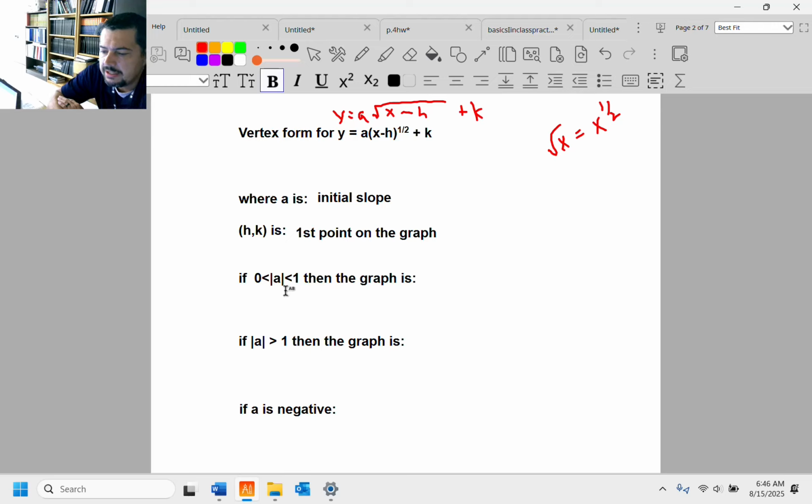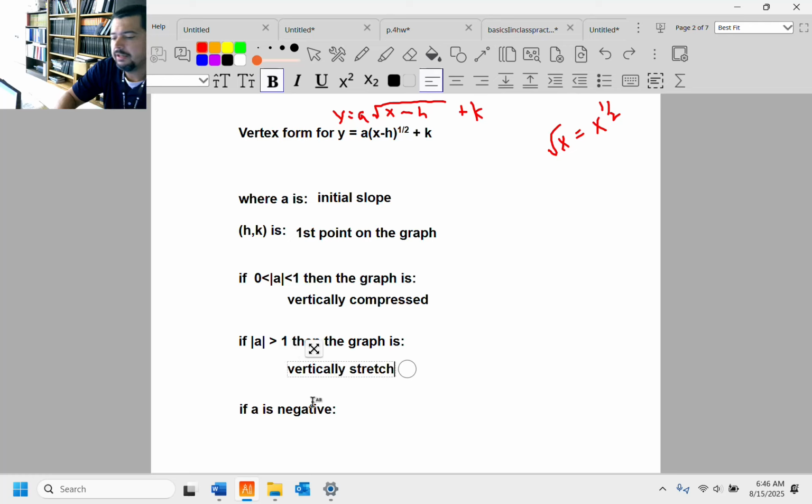If a is a number stuck between 0 and 1 like a half, then the graph is vertically compressed. That hasn't changed. If a is bigger than 1, then the graph is vertically stretched. If a is negative, the graph is vertically reflected. None of that has changed. Okay? It's all the same, except for this, because we don't have a vertex.